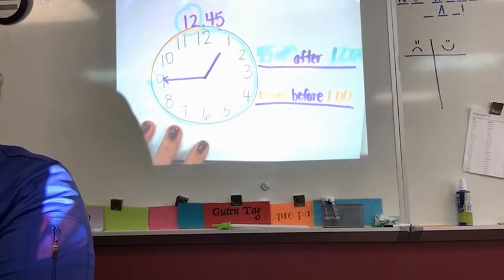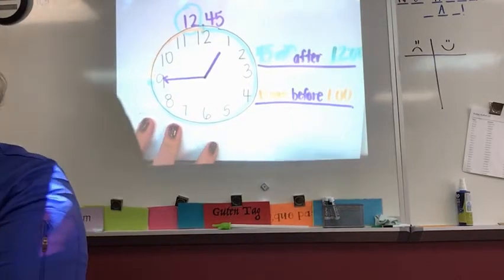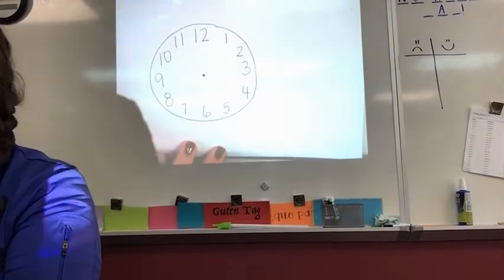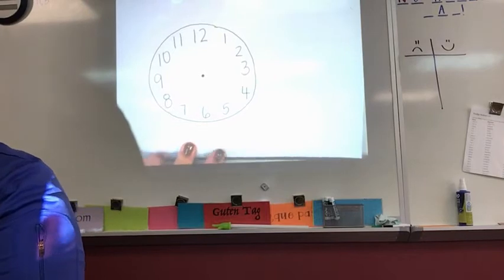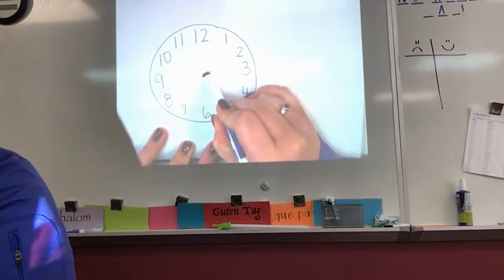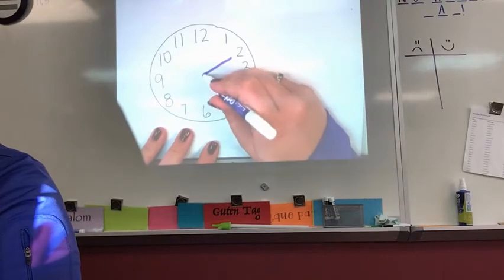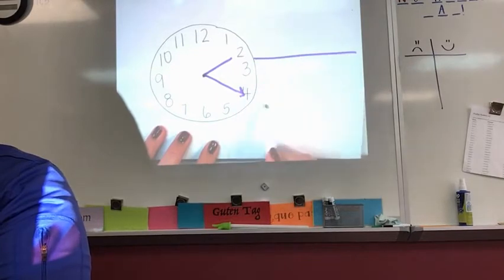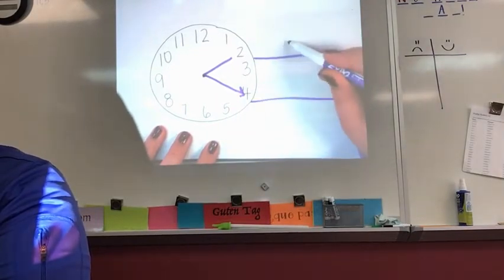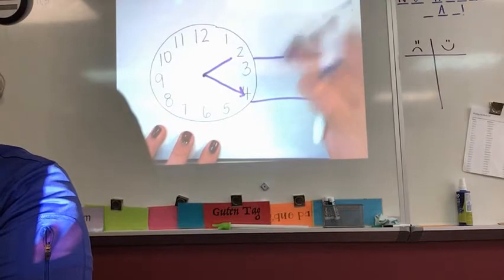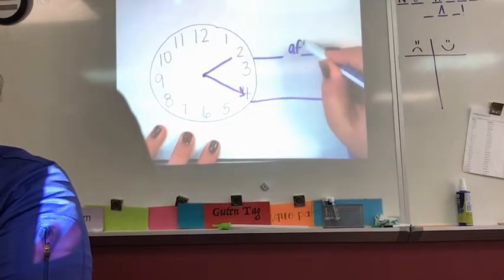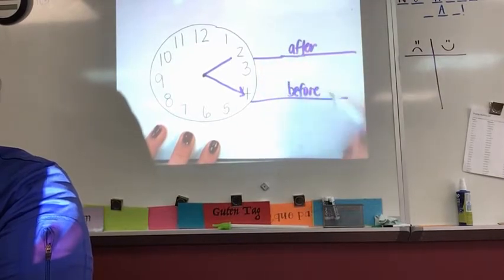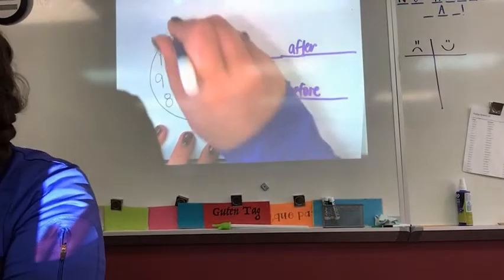Let's do another practice one. Go ahead and erase. Your next time is going to be this time. I would like you to actually look at this time and tell me what the actual time is on my clock here. What do you think, girls? What time is that? You're right, it is 2:20.